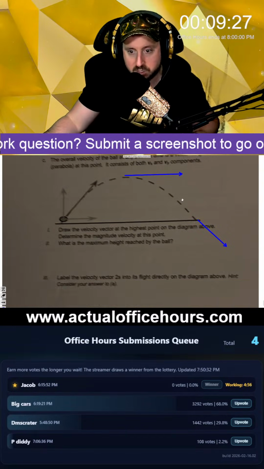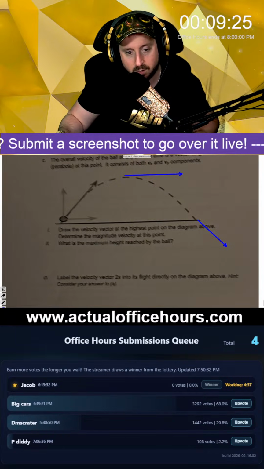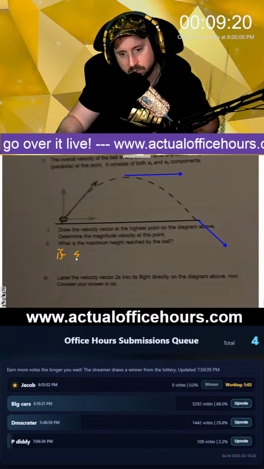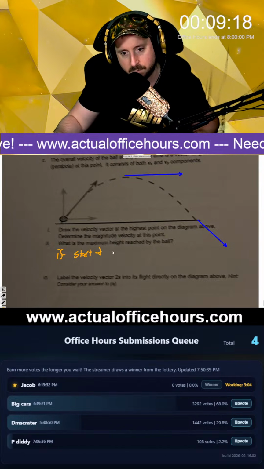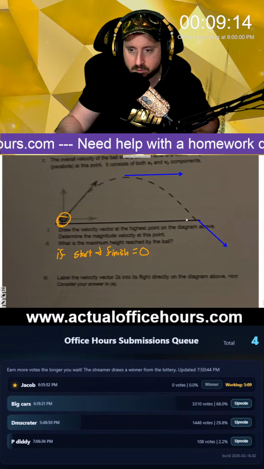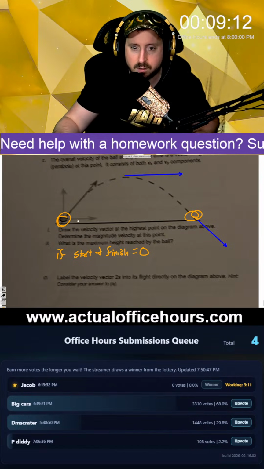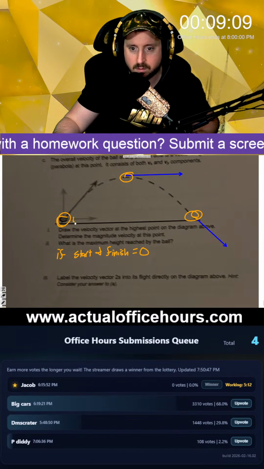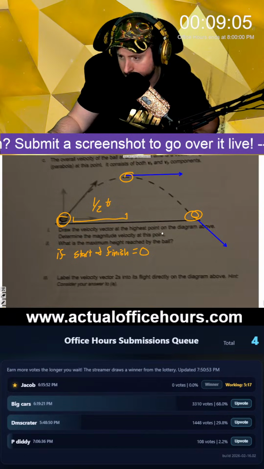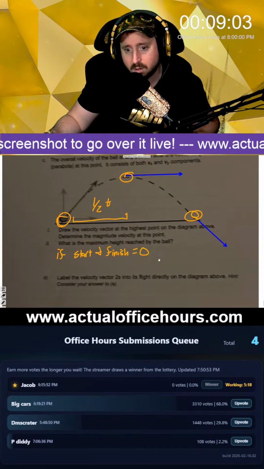What's the maximum height reached by the ball? So here's a cool thing. You can say if start and finish are equal to 0, like if the height starting and the height finishing are 0, then the maximum height also occurs at like the halfway point. So if you want to solve for that height, you can just do this.